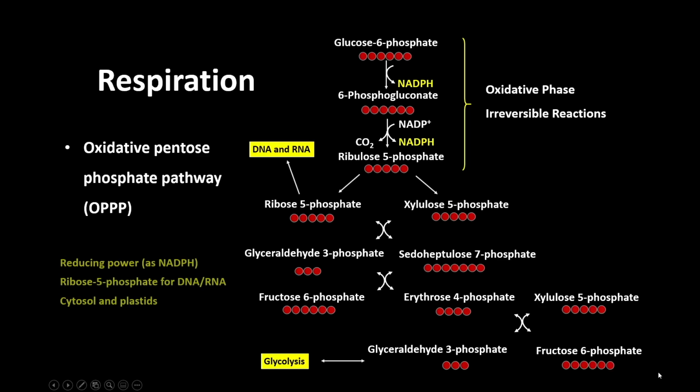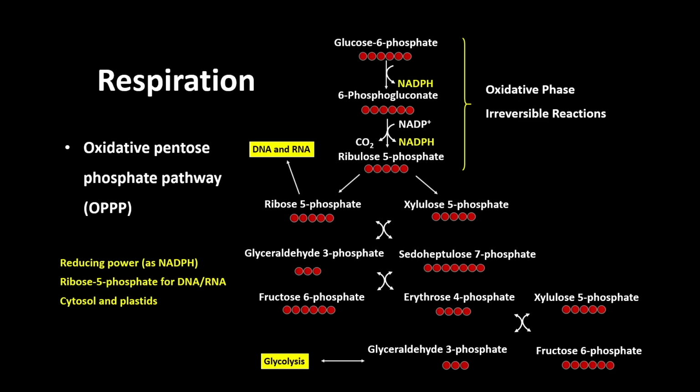This is all I want to cover about the oxidative pentose phosphate pathway. The biggest takeaways are, first, it generates the reducing power in the form of NADPH, which can be used for other biosynthetic reactions. And two, it makes ribose 5-phosphate for building DNA and RNA molecules. It's also good to know that this pathway occurs both in the cytosol and the plastids.